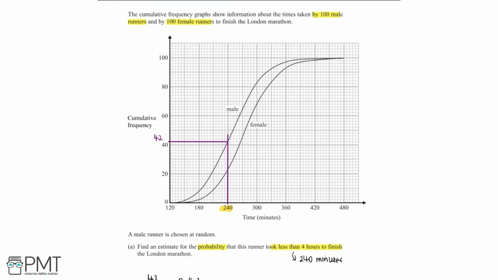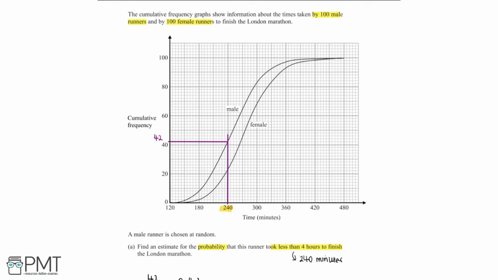Now in part B, we're told to use medians and interquartile ranges to compare the distribution of the times taken by male runners with the distribution of the times taken by the female runners. So let's take another look at our graph. We want to find the median value for both male and female runners. Since there are 100 runners in total for both male and females, the median will be found at the point where the cumulative frequency is equal to 50.